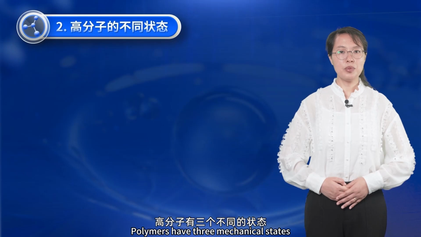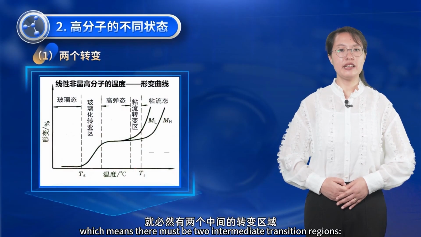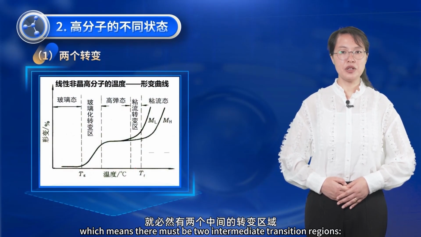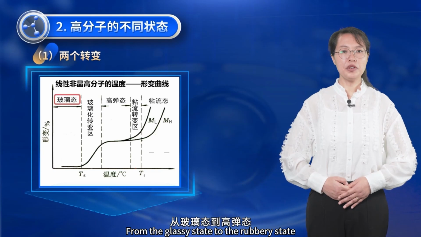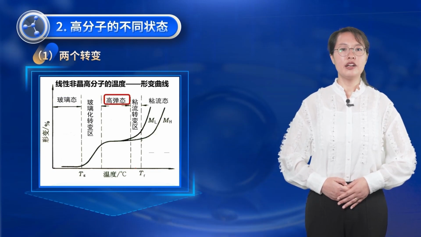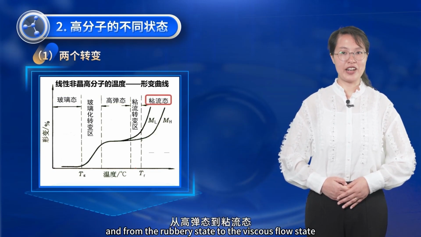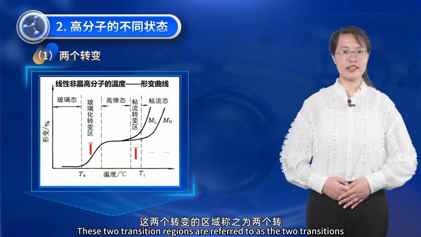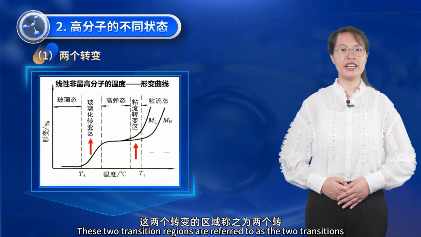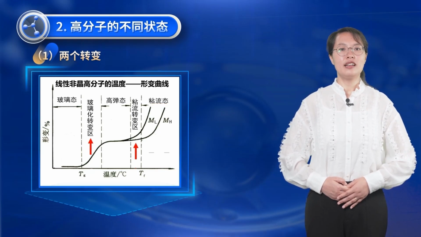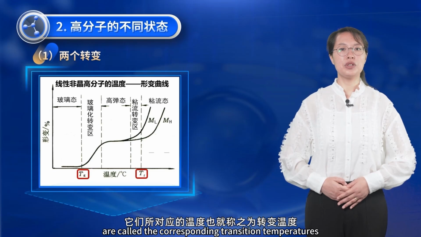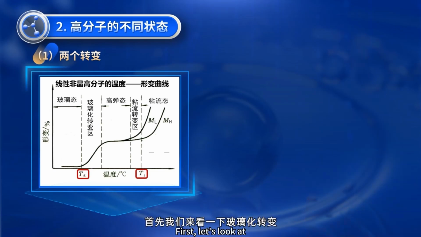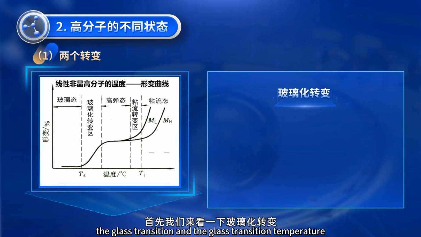Polymers have three mechanical states, which means there must be two intermediate transition regions, from the glassy state to the rubbery state, and from the rubbery state to the viscous flow state. These two transition regions are referred to as the two transitions, and the corresponding temperatures are called the corresponding transition temperatures. First, let's look at the glass transition and the glass transition temperature.